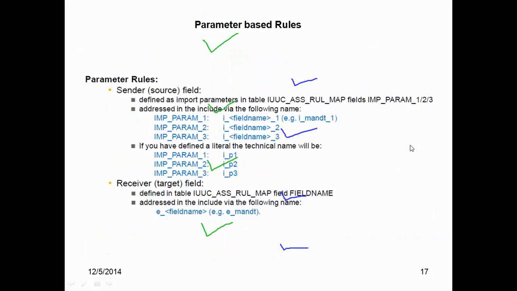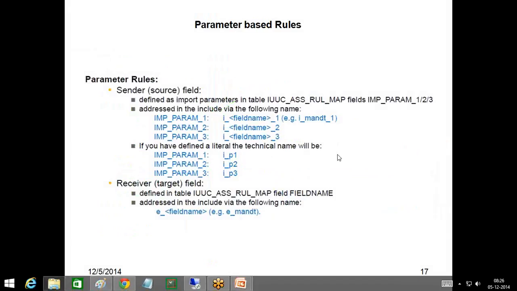On the other hand, for smaller data sets and less complex data set transformation, we use parameter-based. There are 3 input parameters. You see here param 1, param 2, and 3. If you have maintained reusable variable literals, you can reuse those. And the output parameter is just 1, which is the field name in the assignment rule mapping table.